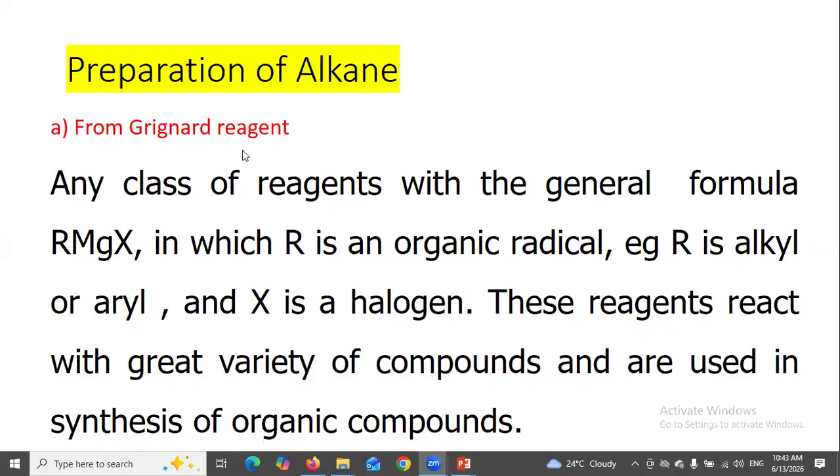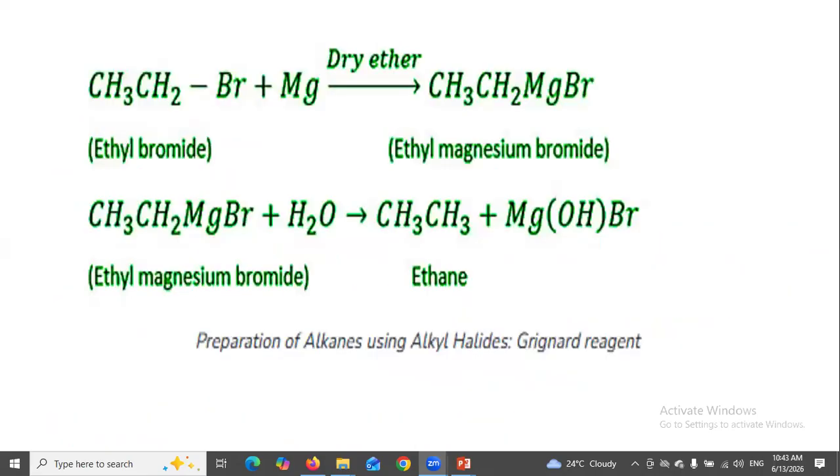Preparation of alkane from Grignard reagent. A Grignard reagent is any reagent with the general formula RMgX, in which R is the organic radical, alkyl or aryl, and X is a halogen. These reagents react with a great variety of compounds and are used to synthesize organic compounds.